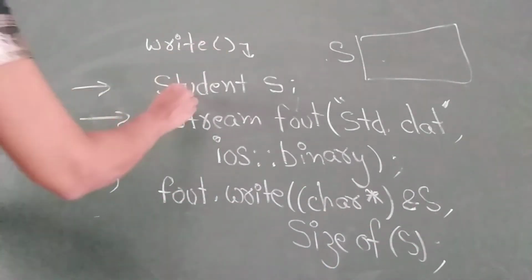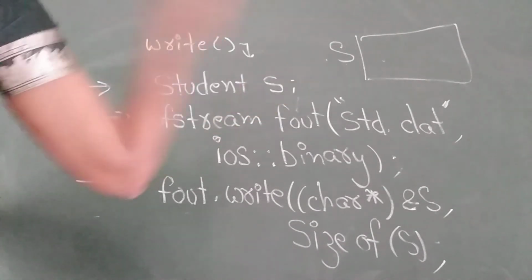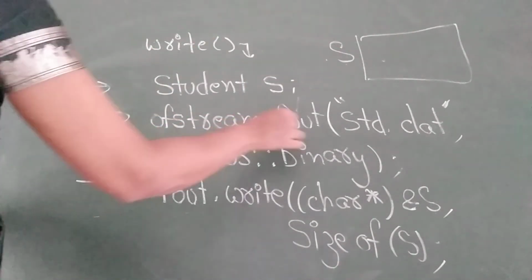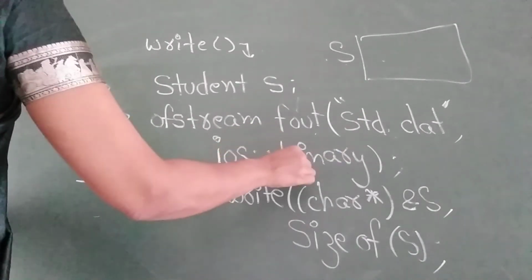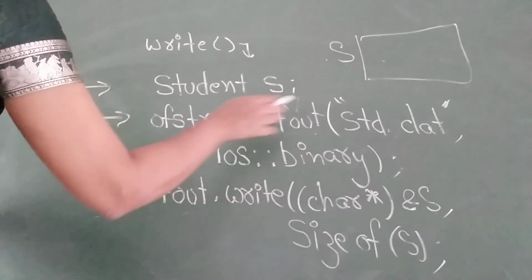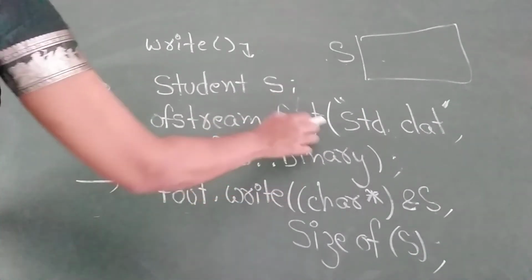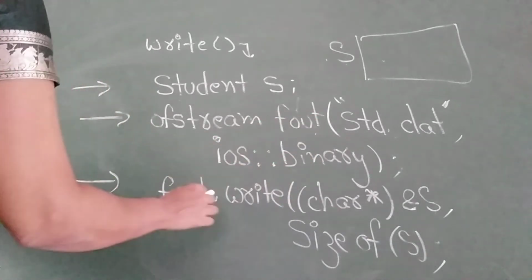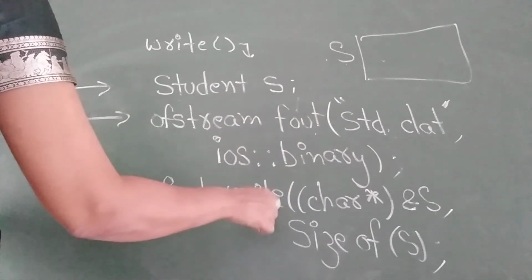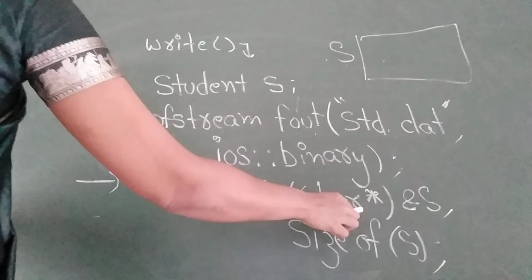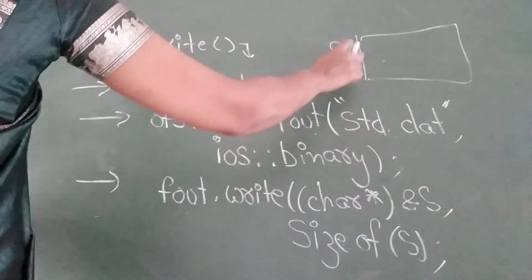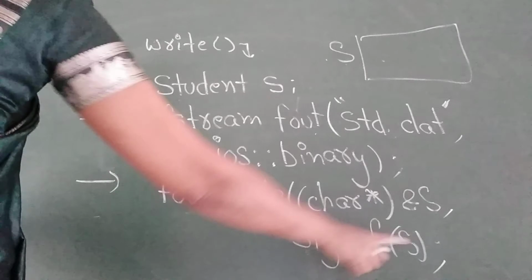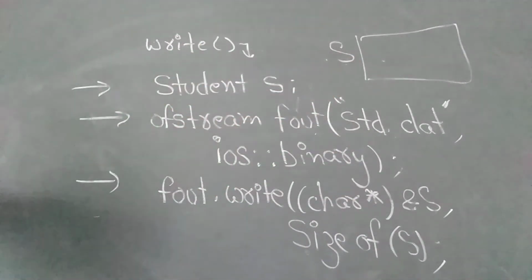Once again, student test. We created a memory location here. ofstream fout means file out. So this is the file name. ios::binary means we are going to write. Fout means writing, fin means reading. So fout.write, we are asking to write. Character, asterisk means value, ampersand address means this location's address. Size of this means how much memory it will occupy.